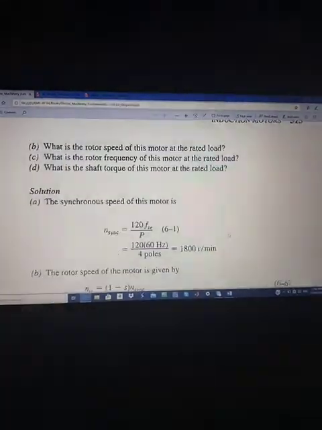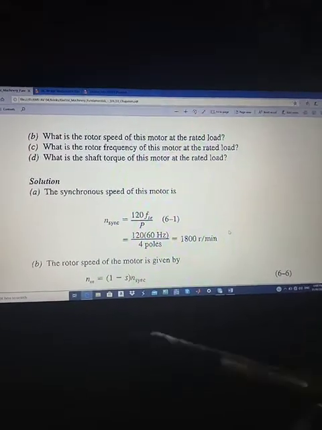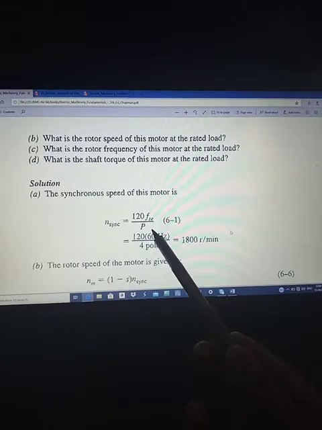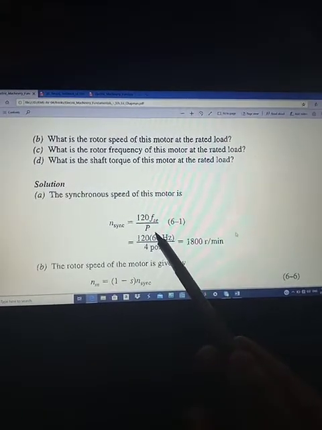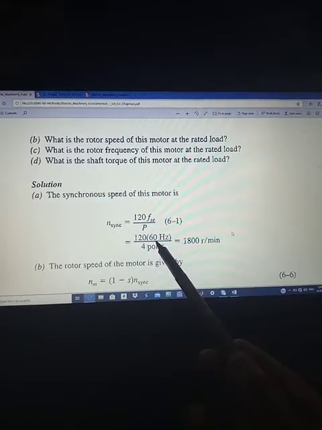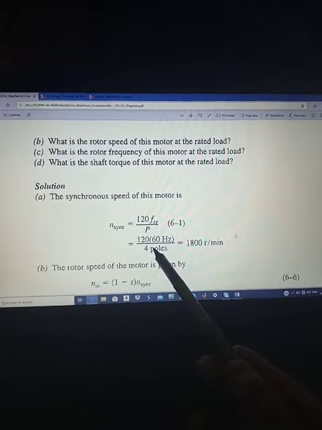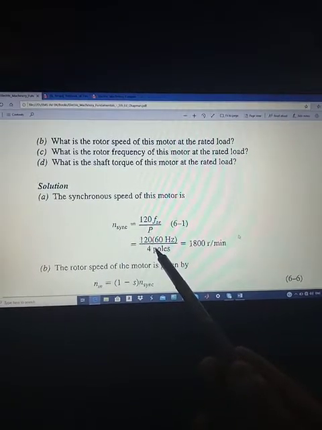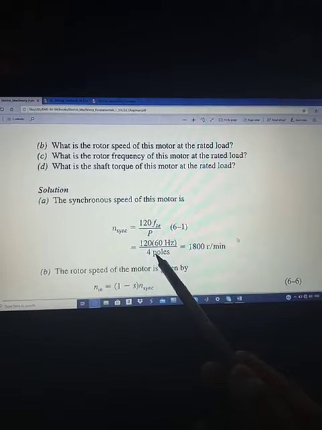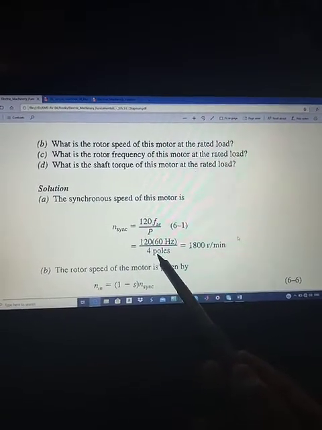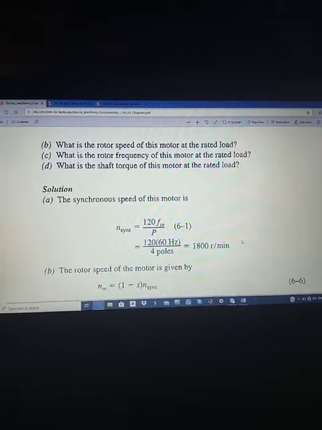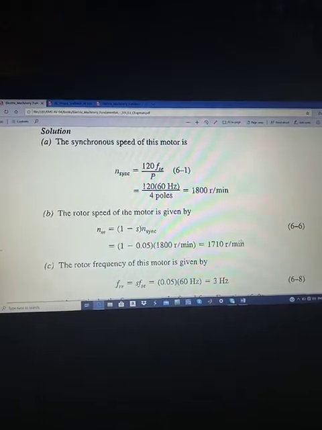We know that the synchronous speed is 120 times the stator electrical frequency divided by the number of poles. The stator is energized with three-phase voltage having frequency 60 hertz, and the stator is wound for 4 poles. So by putting the stator electrical frequency as 60 hertz and P equal to 4 and simplifying, we will get 1800 rpm.